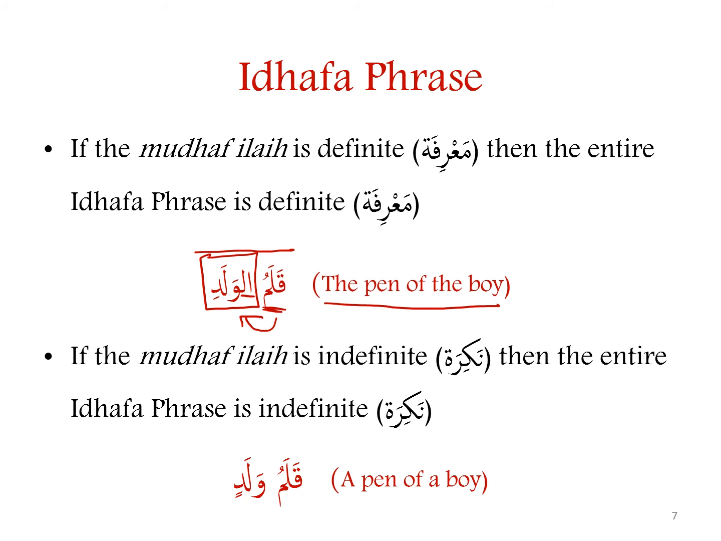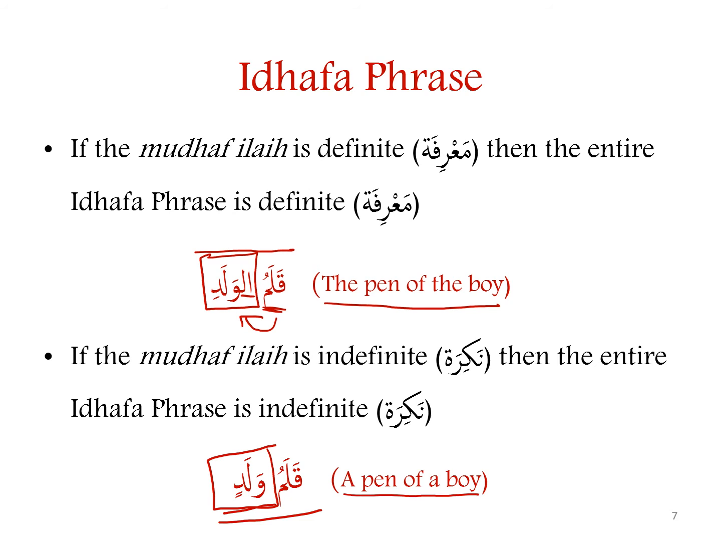If the mudaf ilay is nakira, then the entire Idhafa phrase is indefinite or nakira. So in this same example, but this time the mudaf ilay has no alif lam, so it's indefinite. Waladin. There's nothing to dictate whether the mudaf ilay has alif lam or not. That depends on what you're trying to say. So in this case, mudaf ilay is indefinite, which makes the entire Idhafa phrase indefinite. So a pen of a boy. Notice the subtle difference there.